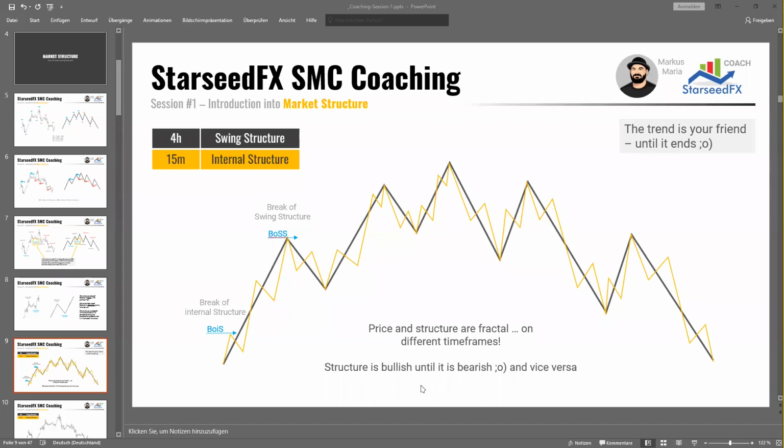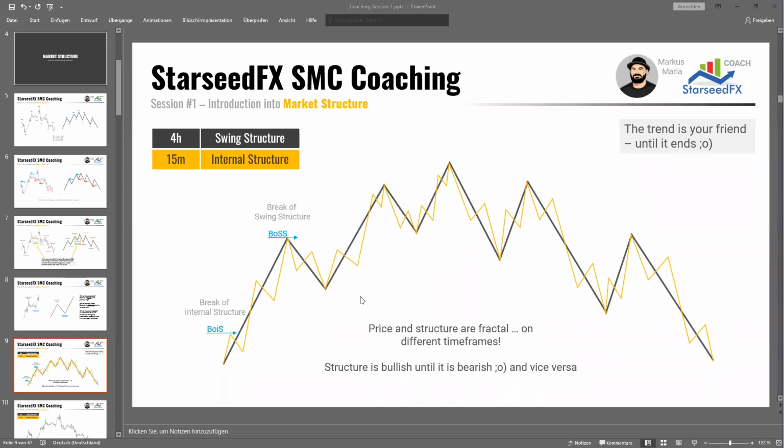And another saying, of course, is the structure is bullish until it's bearish. And I'm saying this quite often, and it's all, of course, also vice versa. I'm saying this quite often because if you have a bullish structure, unless you are a very experienced trader, you would not be looking for bearish trades.